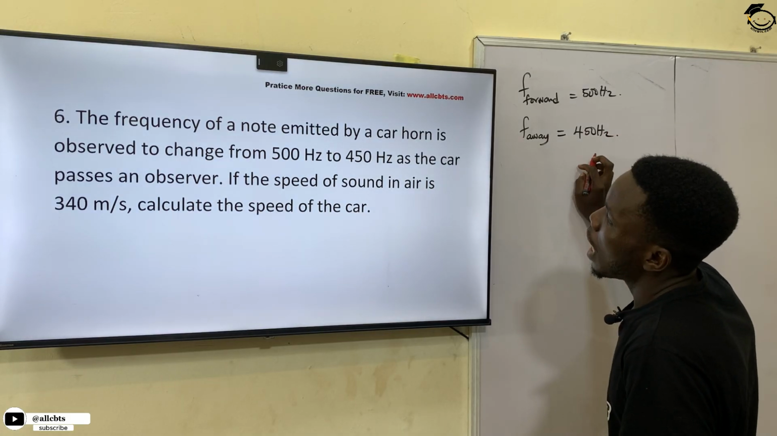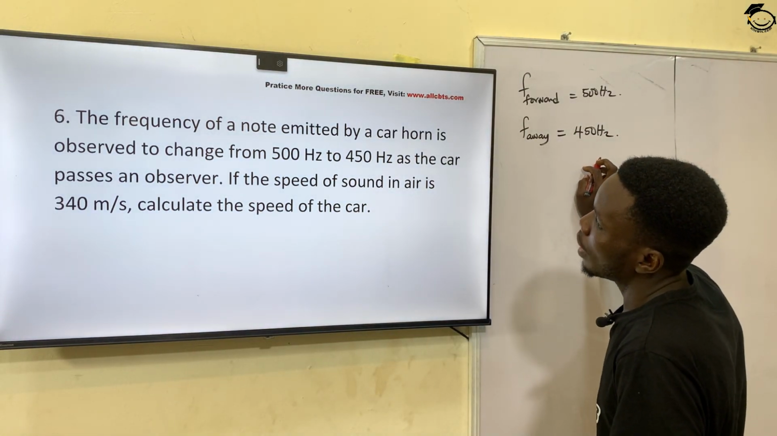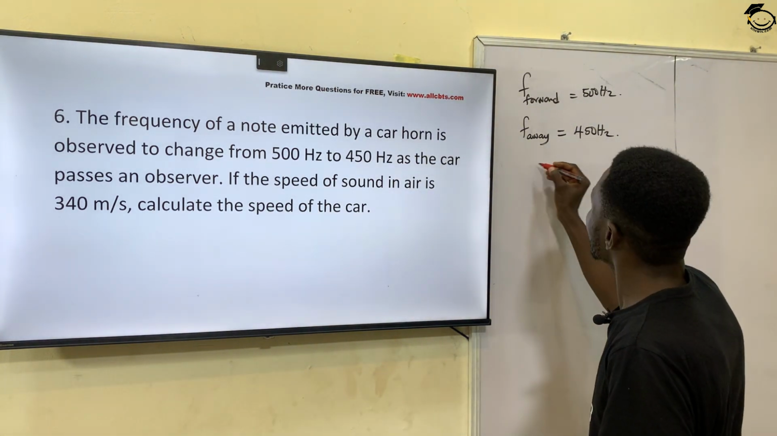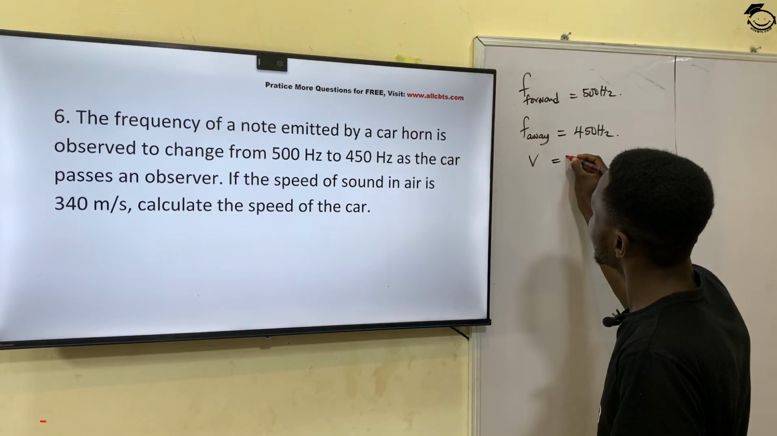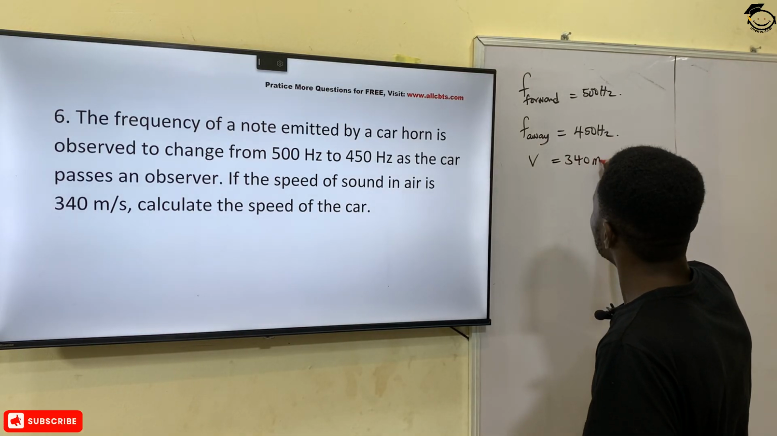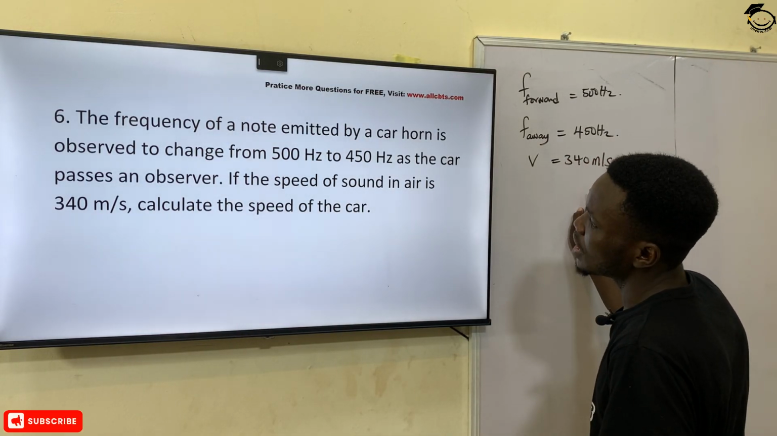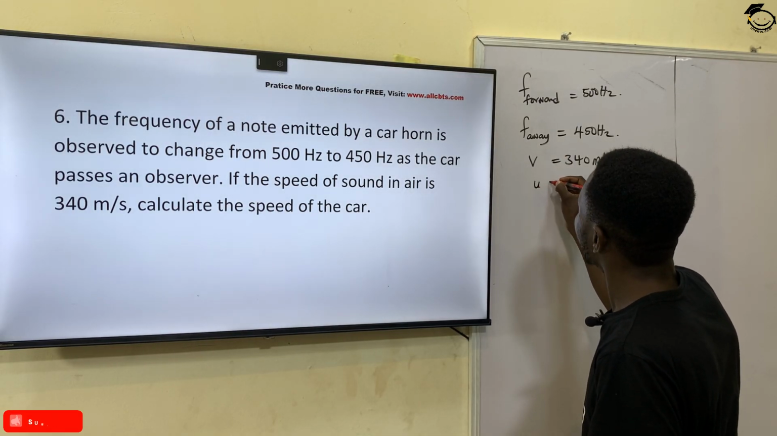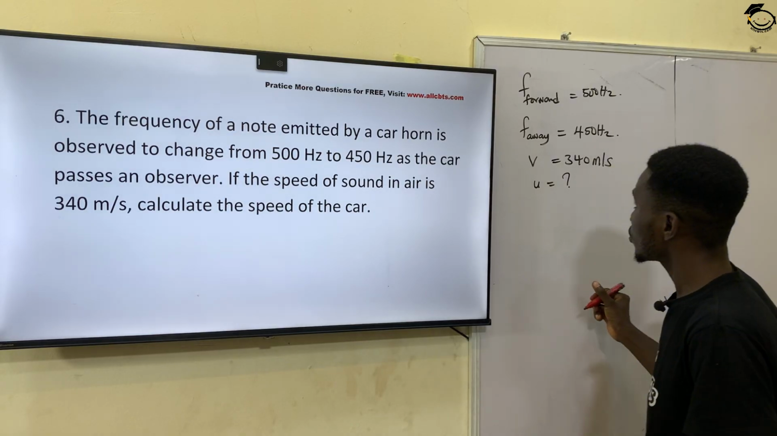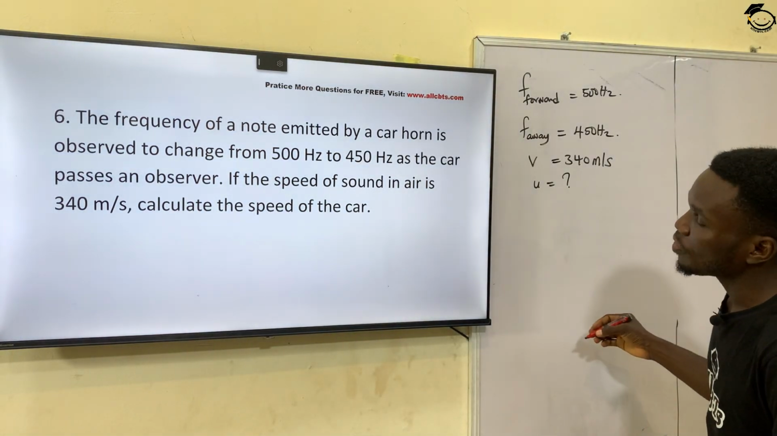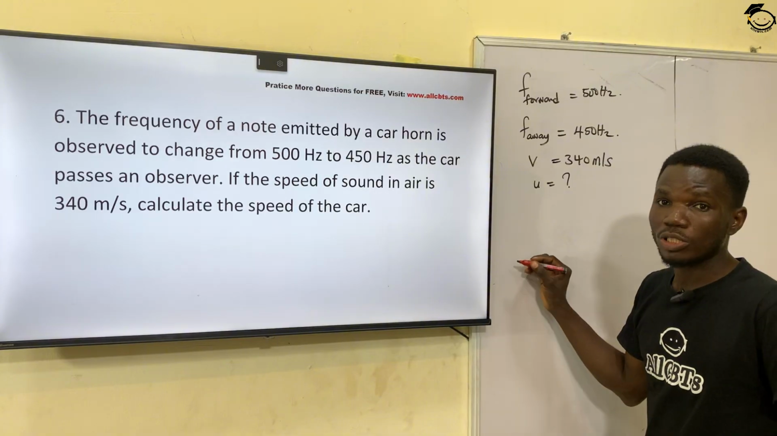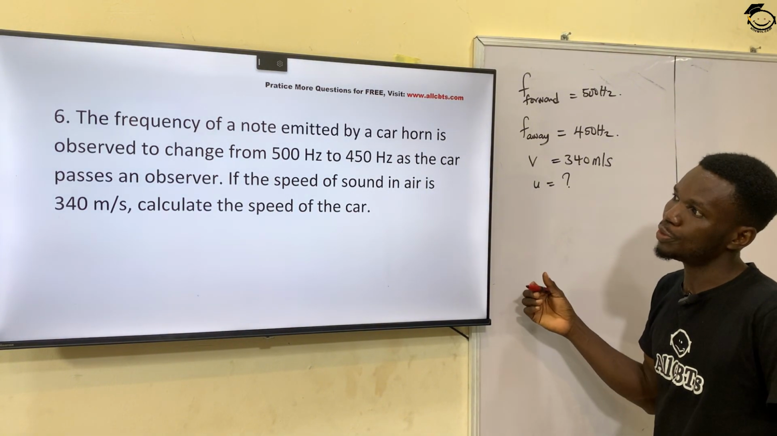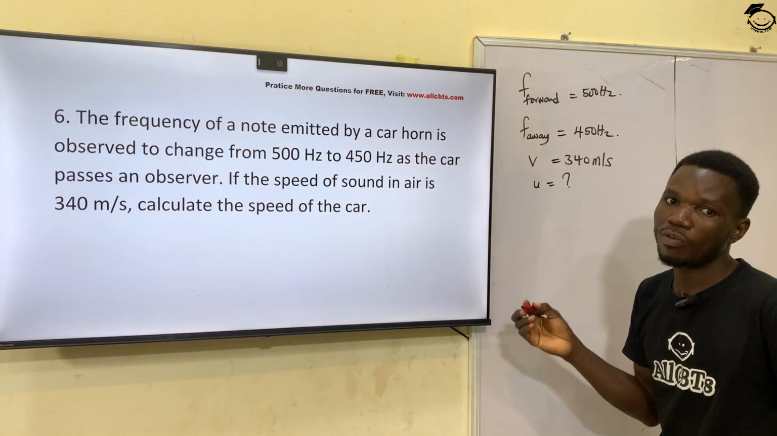Then, as the car passes an observer, if the speed of sound in air is, so we have given the velocity of sound to be 340 meter per second. Calculate the speed of the car. So we are looking for the velocity of the car. We do not know. So for us to solve this question, we have to bring the Doppler effect formula, because this question is talking about what? The relative motion between a moving car and an observer.